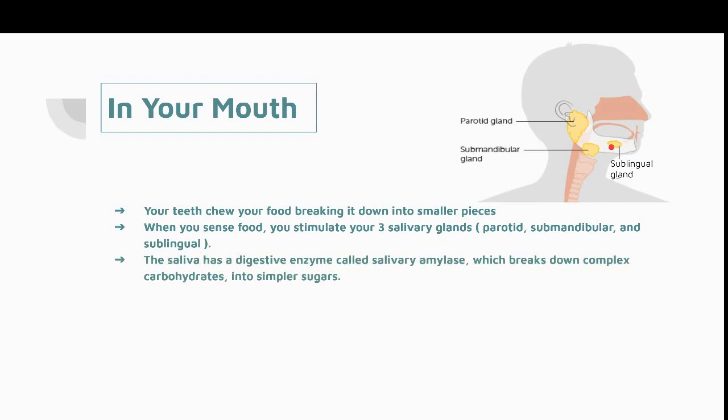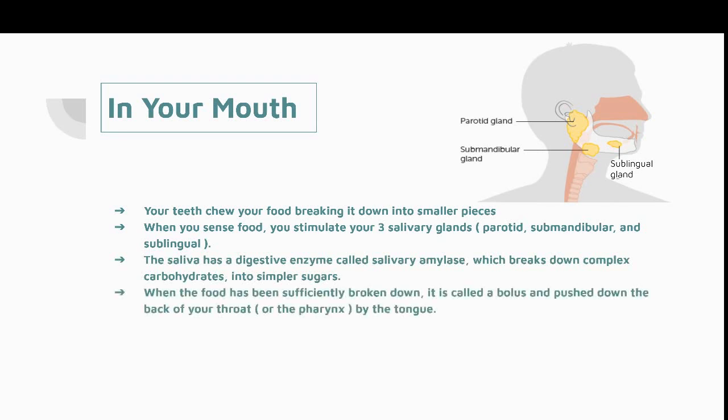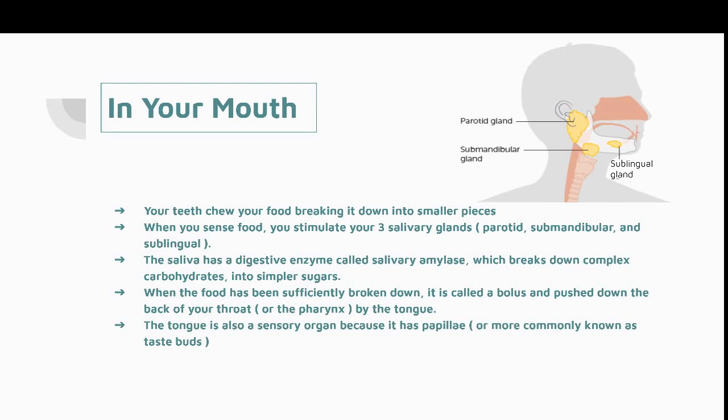The saliva has a digestive enzyme called salivary amylase, which breaks down complex carbohydrates into simpler sugars. When the food has been broken down, it is called a bolus, and is pushed down the back of your throat by the tongue. The tongue is also a sensory organ because it has papillae, or more commonly known as taste buds.